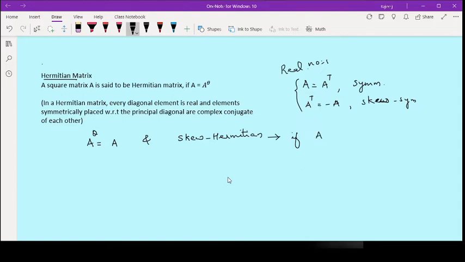Here A equal to A transpose, then the matrix is symmetric matrix, right? And if A transpose equal to minus A, then the matrix is skew symmetric. Same way, if A theta equal to A, then the matrix we call it as Hermitian matrix. And can you say what will be for skew Hermitian? What could be that?